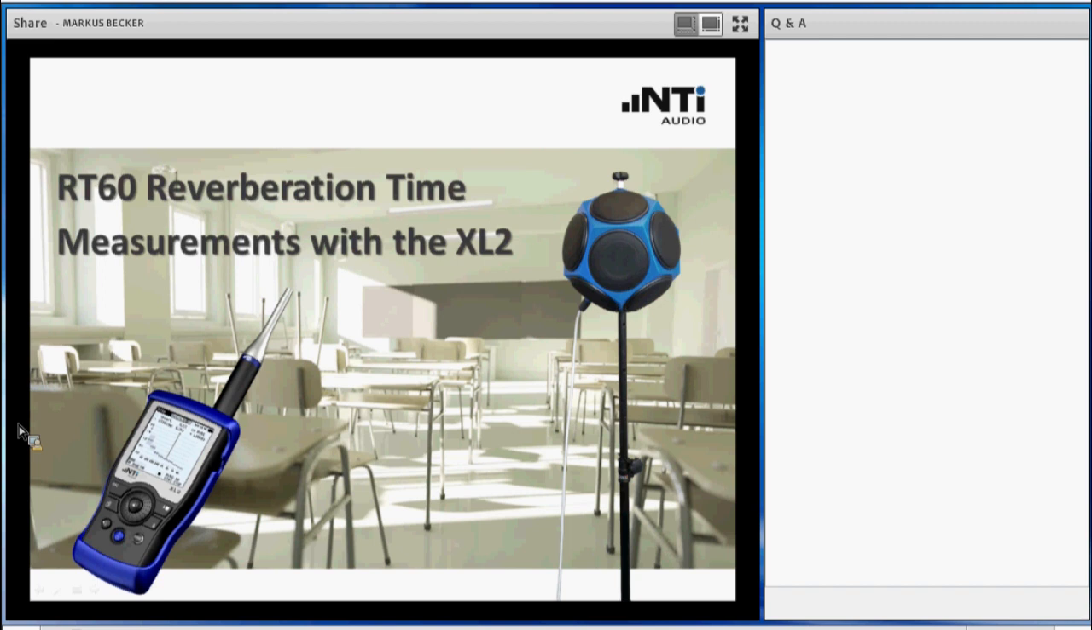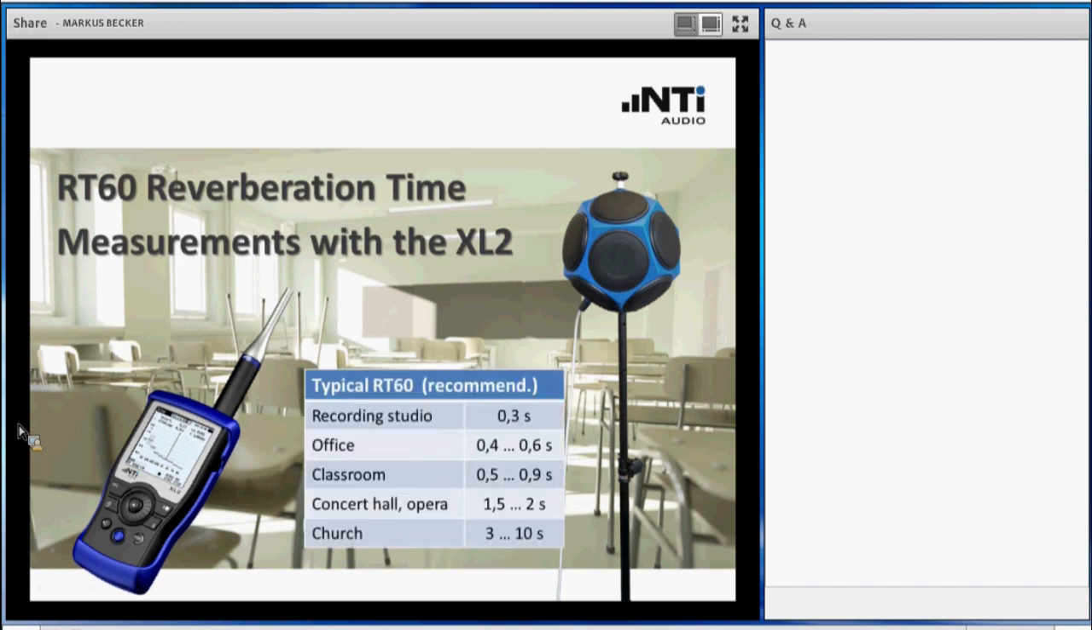And to give you a concrete example, I have here a small table with recommended reverb times, starting with very low values, typically for a recording studio, going up to even several seconds, for instance, in a church. So depending on the application for which the room is intended, you may use these values, and you will find more on the internet. You may use these values for optimizing the reverb time in the room after measuring it.